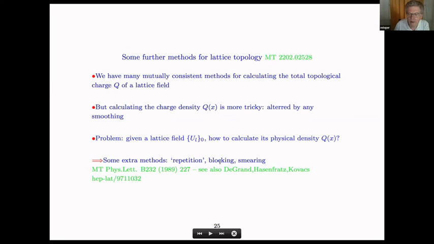And then I also looked at blocking and smearing, and these methods, including repetition, were mentioned in a paper long ago. But then the interest in topology disappeared in the lattice community for a few years, so I never followed it up. I thought, why not follow it up now? The interest in topology in the lattice community has come in waves over time, and we are obviously in a particular wave now, for reasons to do with fermions above all. Anyway, let me talk about repetition.